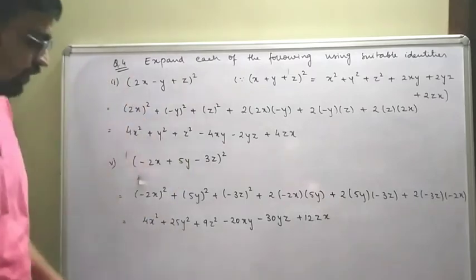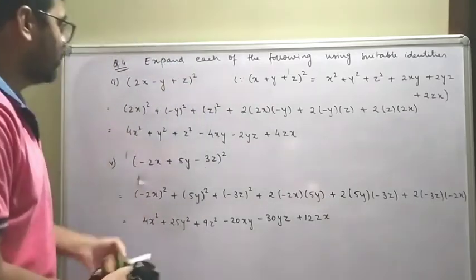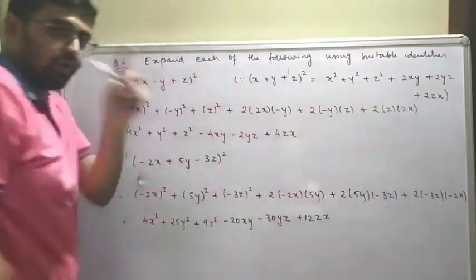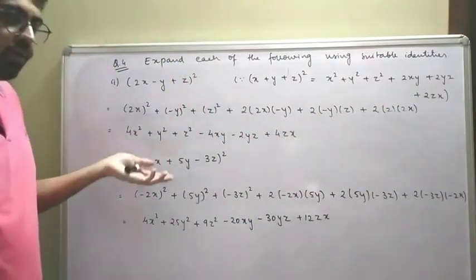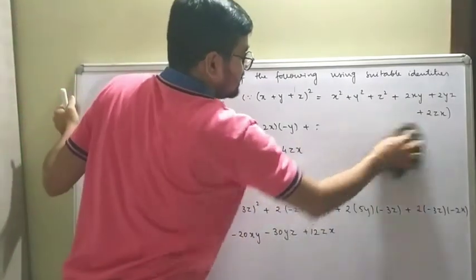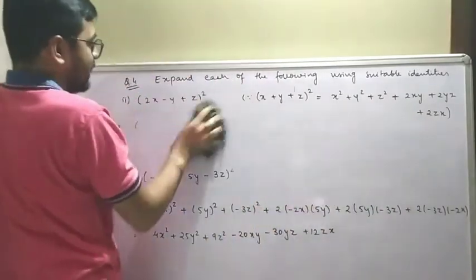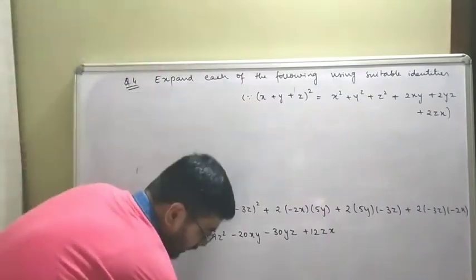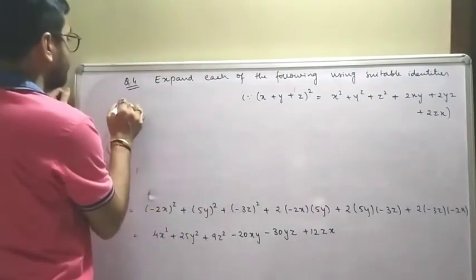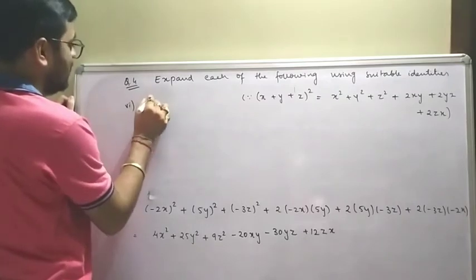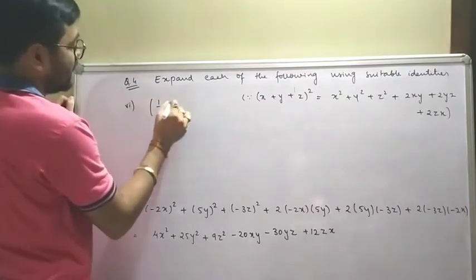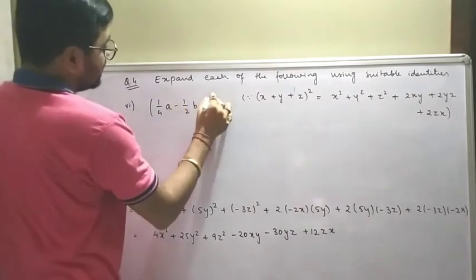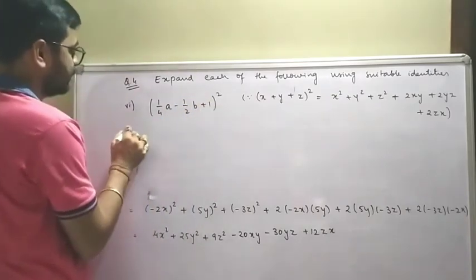Let me solve one more for you. For that I am going to rub the first one and that's where I am going to solve. You people can pause it and note it down. Simple. Let's see, we have one more problem, the sixth one. In that particular one it is given (1/4 a - 1/2 b + 1) whole square.